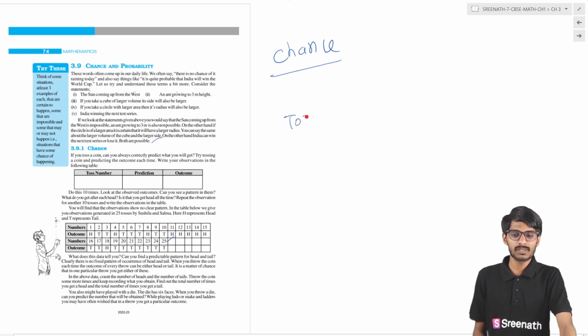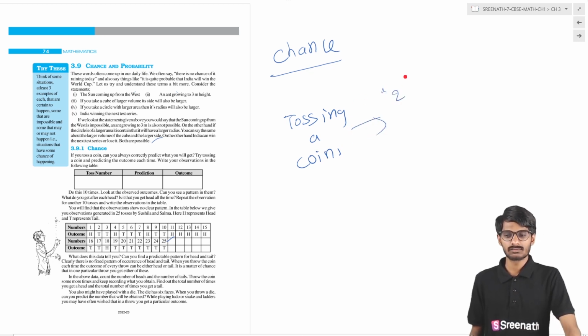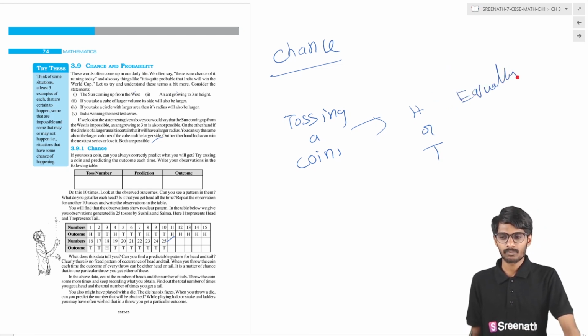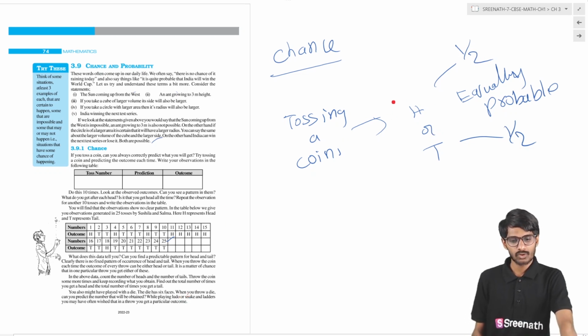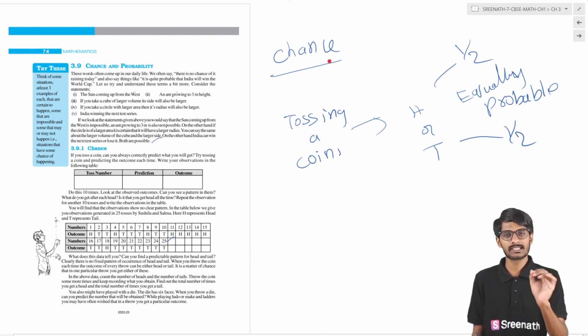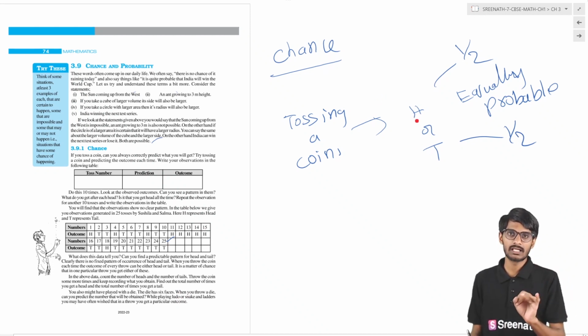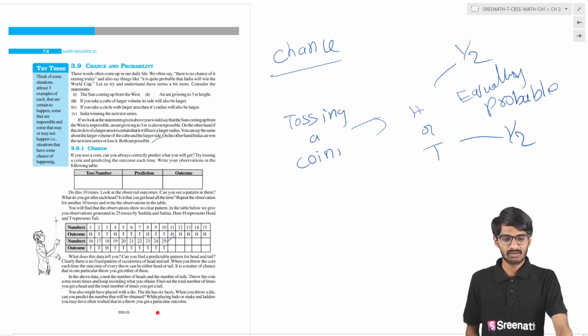But what are the possible outcomes when tossing a coin? There are two chances: one is head and the other is tail, and both outcomes are equally probable. Head has a probability of 1/2, and tail also has a probability of 1/2. Considering only the chance, there may be a chance for head and a chance for tail. Whether head has more chance or tail has more chance, both have equal chance, students.